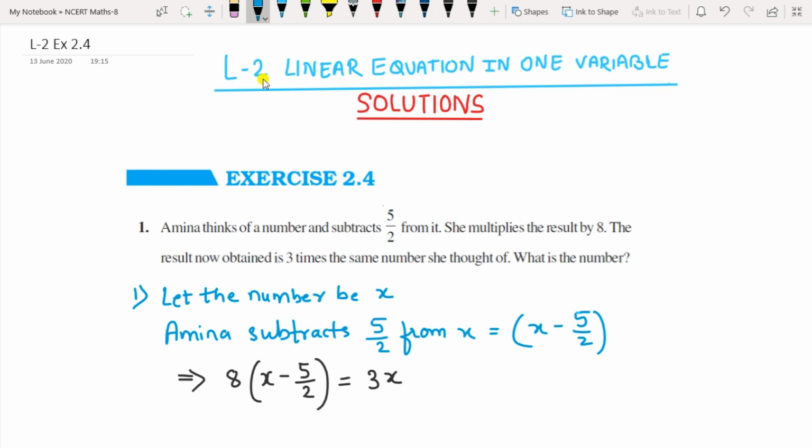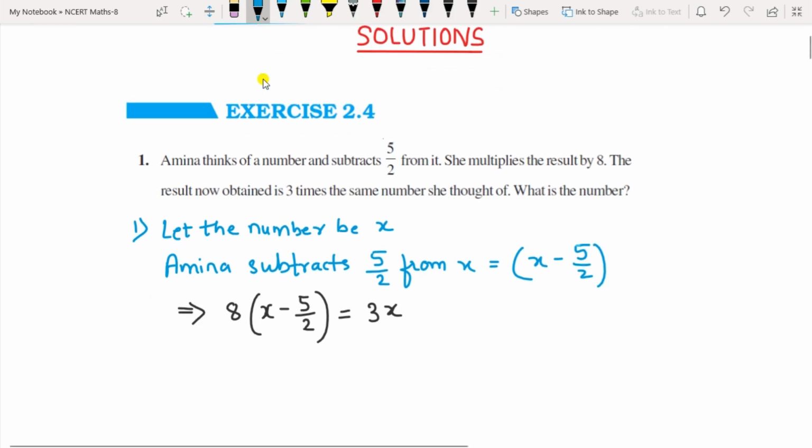Today we are going to solve lesson 2 exercise 2.2 solutions. For this you need to see my introduction video of lesson 2. Okay, let us start with question 1 here.